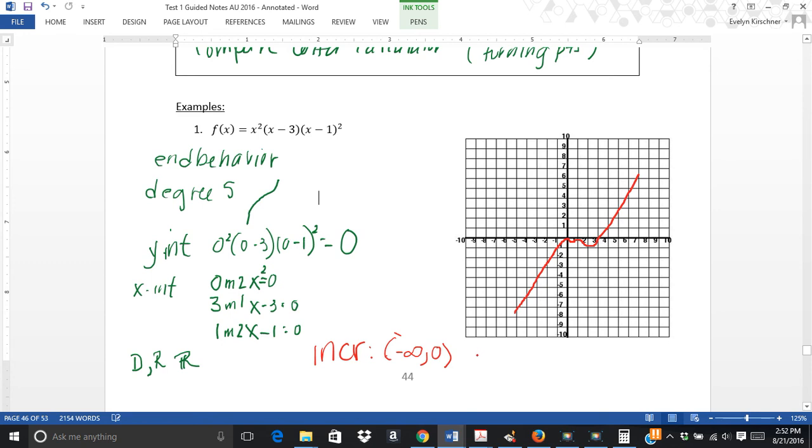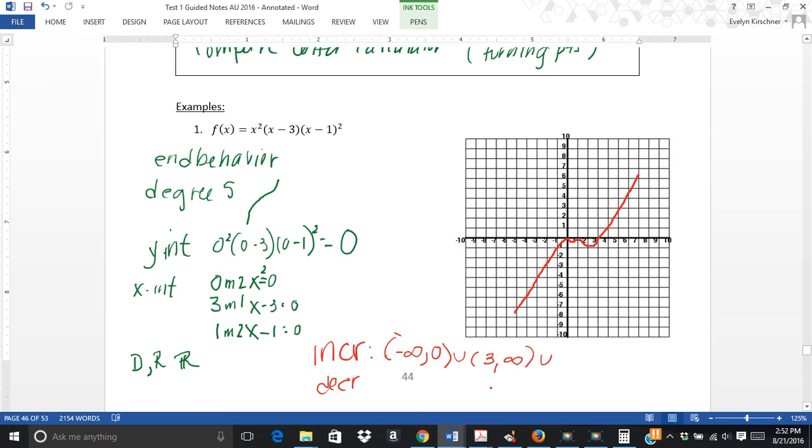So it can be 2, it doesn't have to be 2. We'd have to really find our turning points to figure it out. But we know for sure it's also increasing from 3 to infinity. And in between, we need to find our turning points to know where it's decreasing and increasing in the rest of the places.